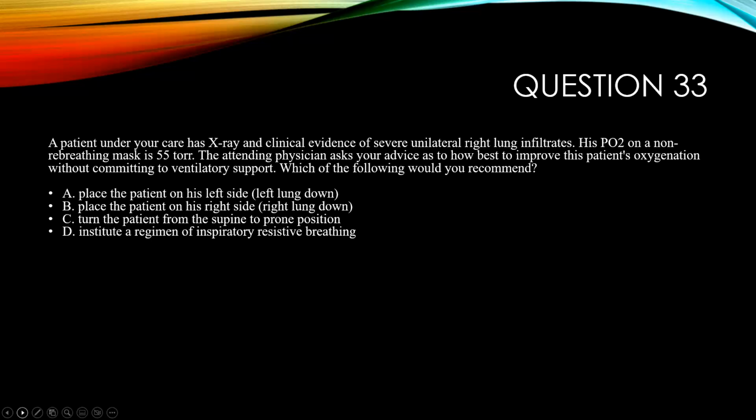Again, you're asked to pick the best choice here. Not, oh, I would do this, this, and this. If that's not there, you have to look at the choices and go with that. So A is place the patient on the left side, basically left lung down. B, place the patient right lung down. C, turn the patient from supine to prone. D, institute a regimen of inspiratory resistive breathing. The last choice there is really a distractor, for people who fell asleep while taking the exam or something along those lines. Answer A, place the patient on the left side, basically left lung down.